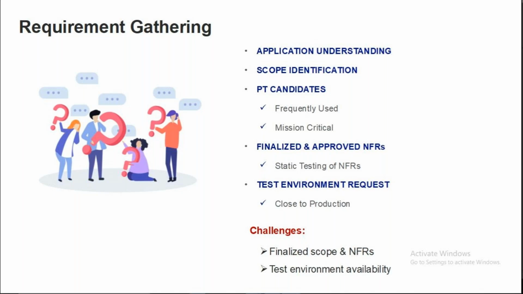Then you also need to place a request to the environment team for the performance test environment. Okay, you should place a request with them. Now, what kind of environment should your performance test environment be? That is very important, right? Your performance test environment should have the specifications of production, because your objective is that the application performance should be good in production, right?